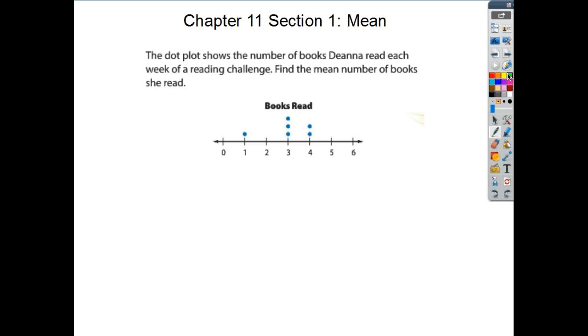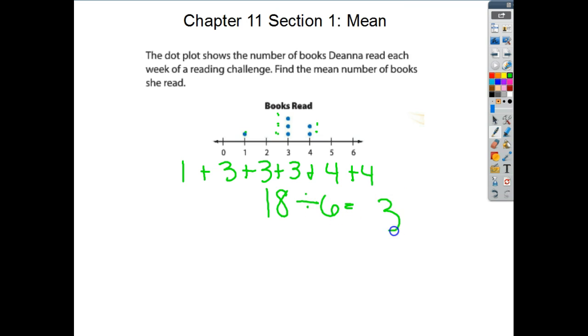read. You should have been able to notice that some of the data points were 1, 3, 3, 3. Remember, there are 3 dots there. 4, and 4 again, because there were 2 dots there. Okay, so 3 plus 3 plus 3 plus 1 is 10, and then plus 4 plus 4, that should give me 18. 18 is the total number of books read, and now I need to divide that by 1, 2, 3, 4, 5, 6 data points. So divide by 6, and that's going to give me 3.